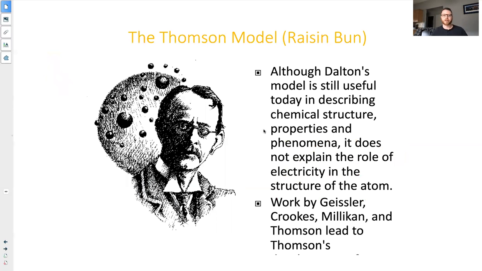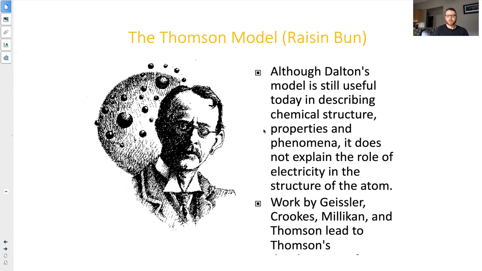Okay, the next model of the atomic structure is J.J. Thomson. This was quite important. He was the gentleman who discovered the electron, and that was in 1897. His model was the raisin bun or the plum pudding model.